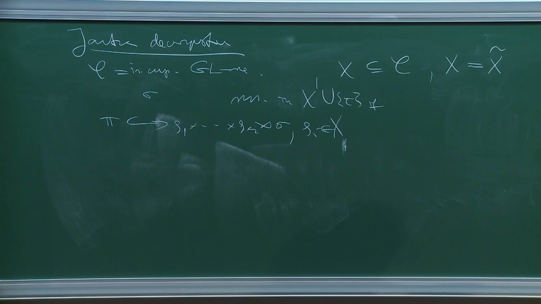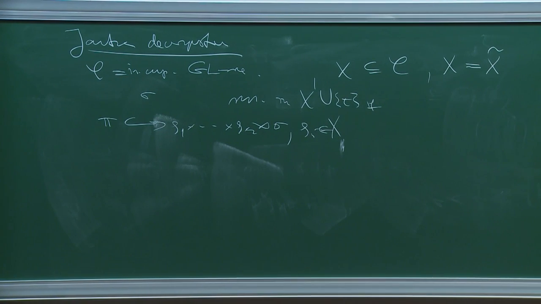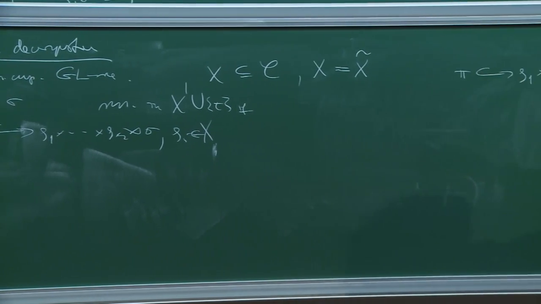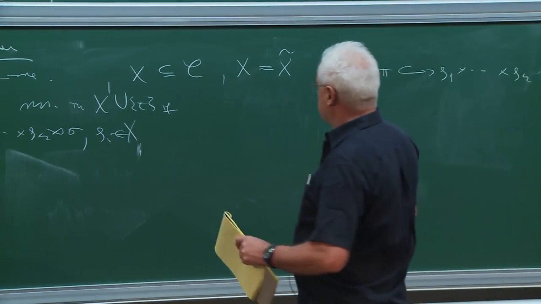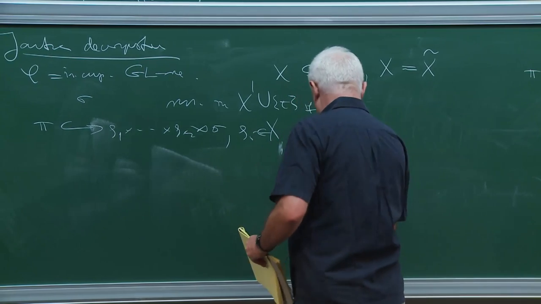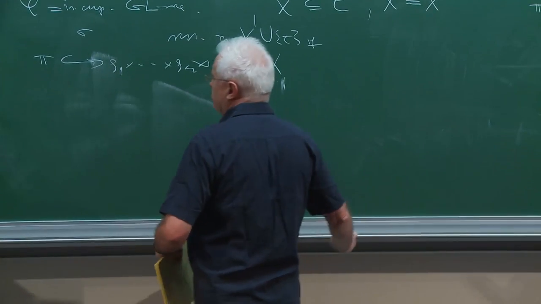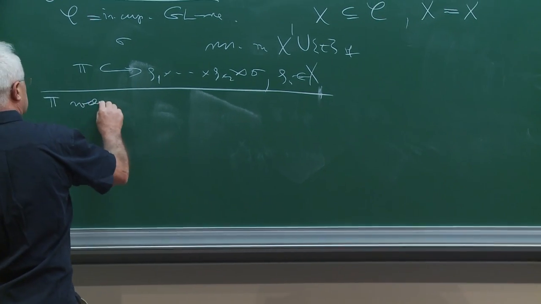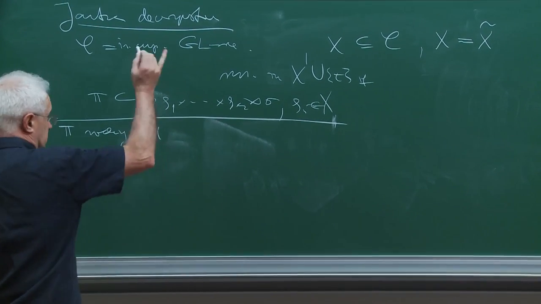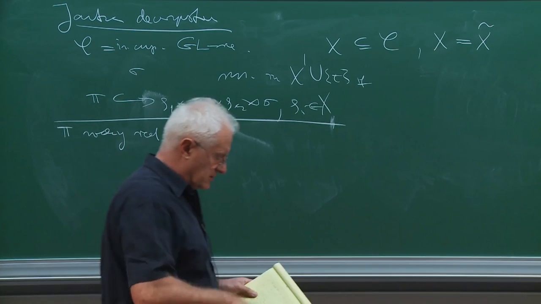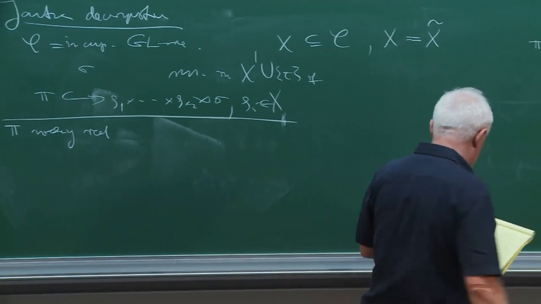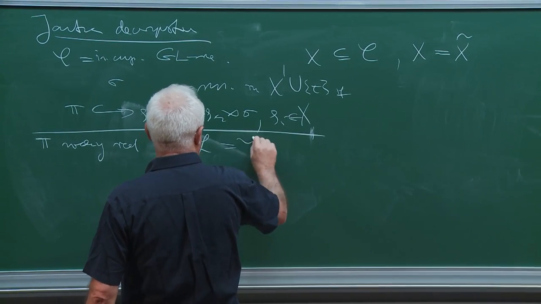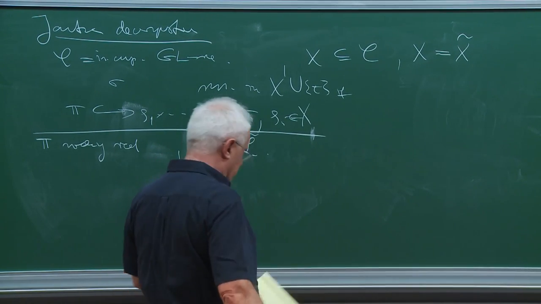So now, I said what are cuspidal lines of GL representations. Fix. Okay, so now take pi weakly real. We could consider not only weakly real, but for us, this is the only interesting case. And take some cuspidal line. We will take just self-contragradient.